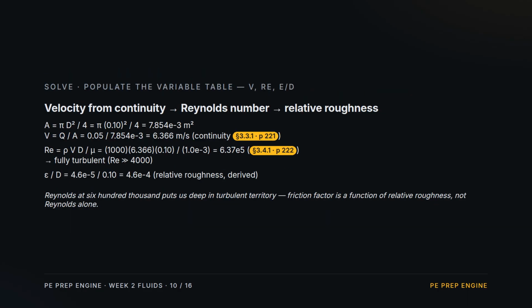Velocity from continuity. Area is pi times d squared over 4. Velocity is Q divided by A, about 6.4. Reynolds number comes out to 6.4 times 10 to the 5th, deeply turbulent. Relative roughness epsilon over d is 4.6 times 10 to the minus 4. 3 rows down, 10 to go.